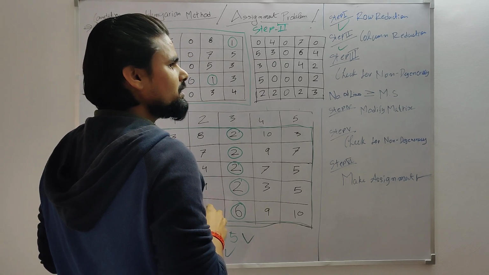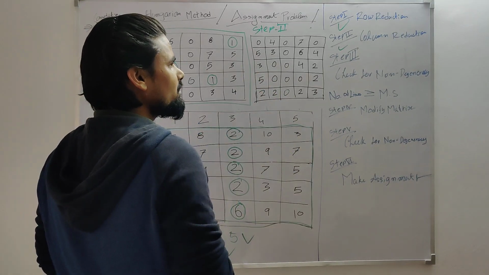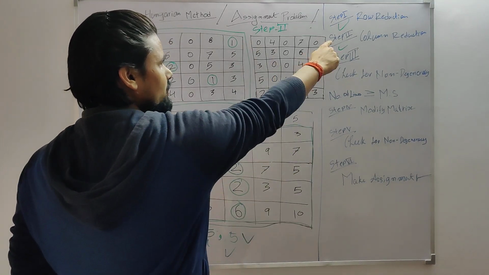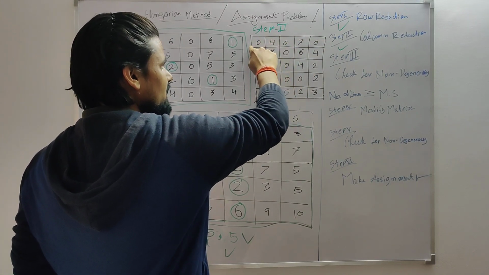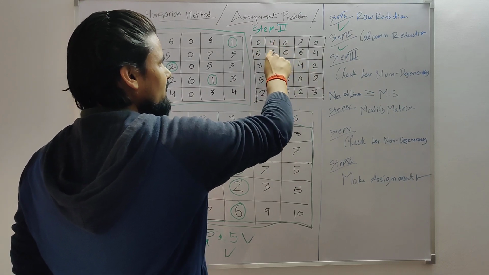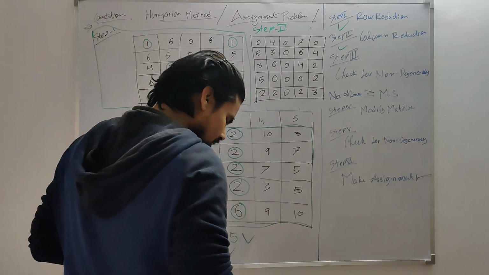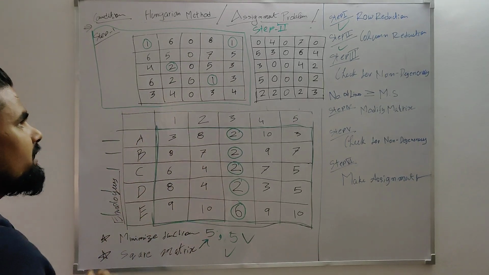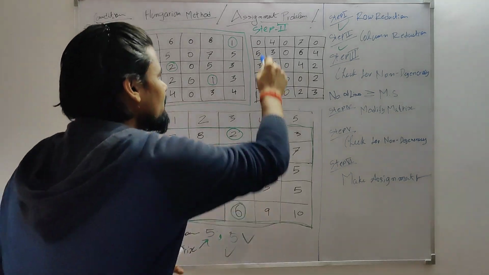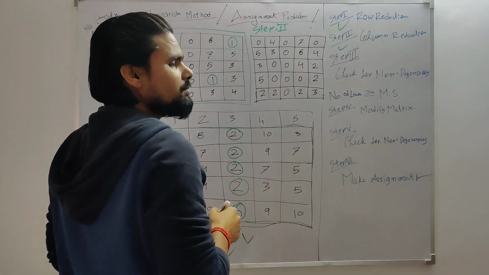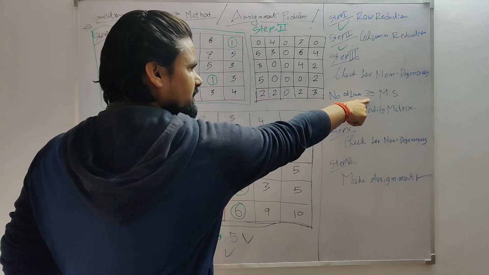Now we will see whether in each row and column we have a 0 value or not. In this row we have the 0 value, and in this column we have the 0 value. In this second row we have a 0 value in each row and column. So that is the thing. Now we will draw the lines which will connect the most zeros. So now we are proceeding to step number 3.